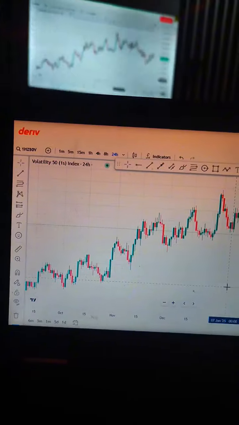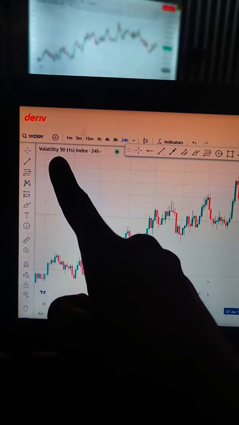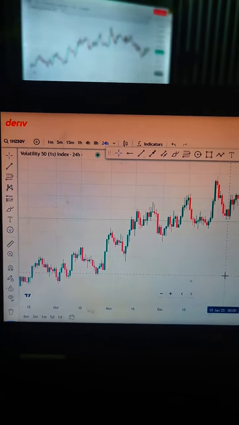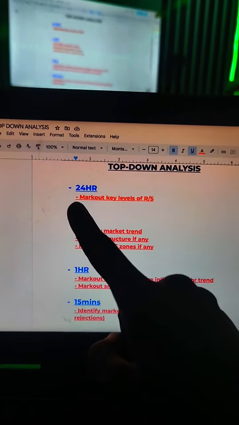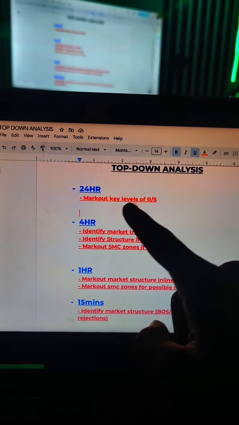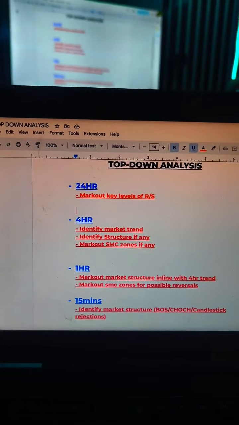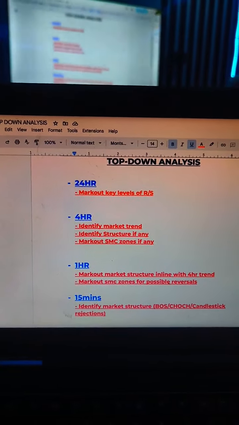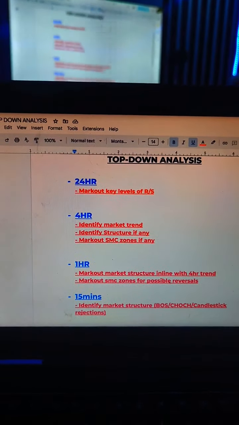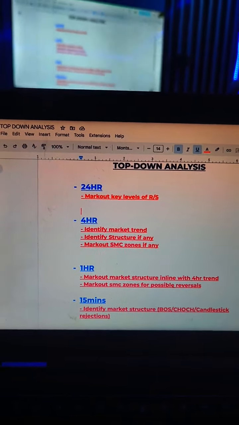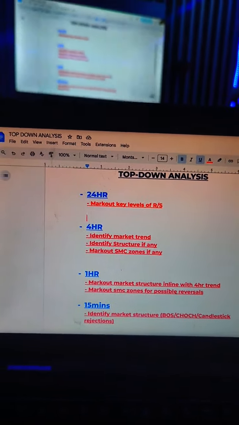So let's go. Now, we are going to be officially analyzing this pair, Volatility 50s on synthetic indices. The first thing we need to do is to go to 24-hour and mark out key levels of resistance and support. That is the only thing we are doing on 24 hours. Mark out support and resistance, a level or a key level where the market will highly respect.